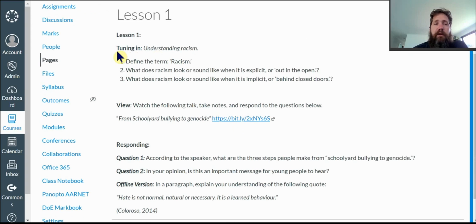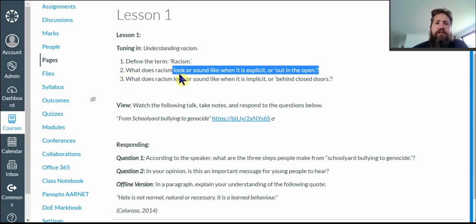And in your reading diary, define the term racism. Racism as a concept. What does it mean to you? What does it look like? What does it sound like? What does racism look or sound like when it is explicit or out in the open? Okay, you may write whatever you wish for there. What I'm after is your opinion, but also I'm after your experiences as well, for you to communicate them.